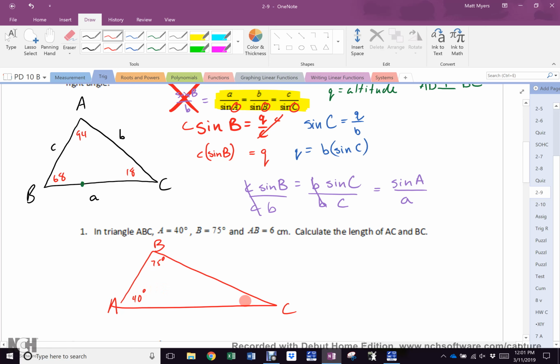Yes, I do. What is angle C? Angle C equals what? And who breaks out the calculator, does a little subtraction for us? What? 65. Why? Right. Because 180 minus 75 minus 40 equals C. Everybody cool?